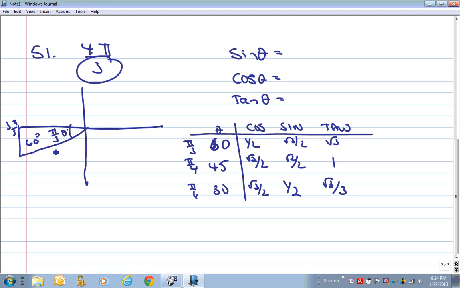All right, so we are in the third quadrant. We're talking about thirds, so that's our reference angle. And in the third quadrant, sine is the square root of 3 over 2. Cosine is 1/2, and tangent is the square root of 3.